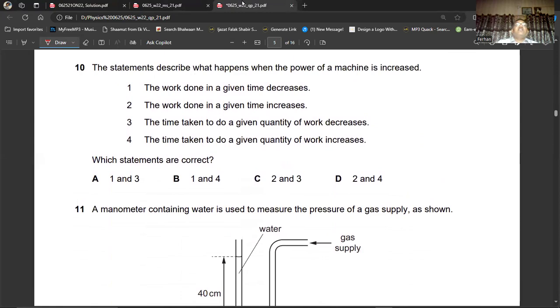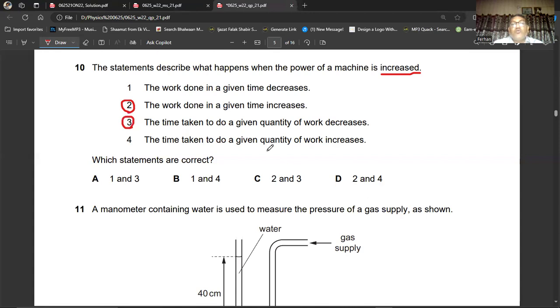He says the statements describe what happens when the power of a machine is increased. You see, the power of the machine is increased. Power is the work divided by time. So if you want the power to increase, that means either the time should decrease or the work should increase. The work done in a given time decreases. That's the wrong statement. The work done in a given time increases. That is the right statement. The time taken to do a given quantity of work decreases. This is also the right statement.